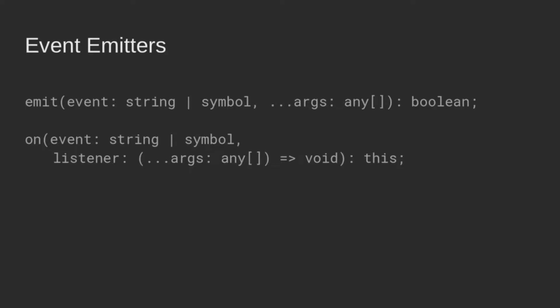But there's a problem with them. Of course, Node has TypeScript typings, and the event emitters' emit and on functions are defined like this. So event is a string, just any string, or a symbol. And arguments are just any. And the same thing for the on function. It takes the event, which is the string, and then it takes a listener, which is a function that, again, takes any.